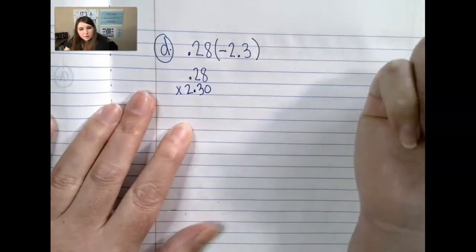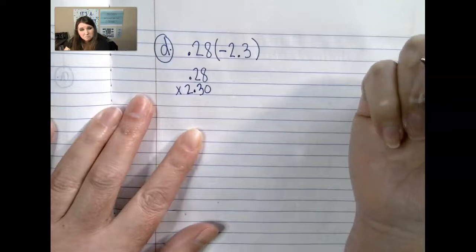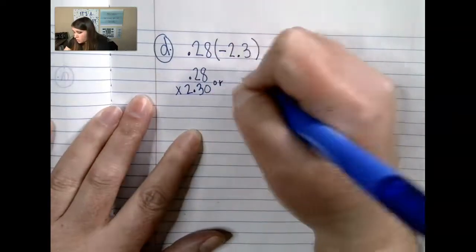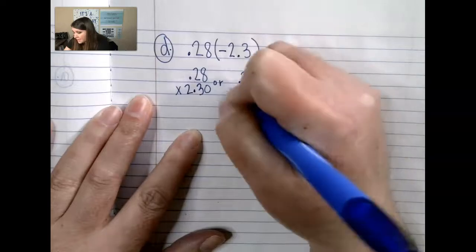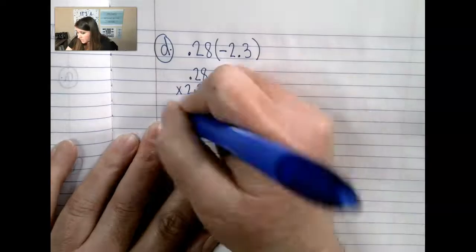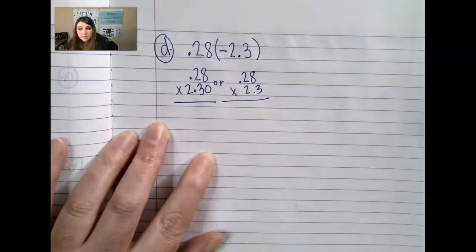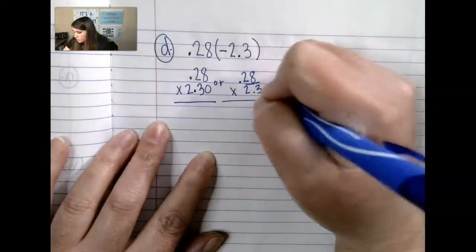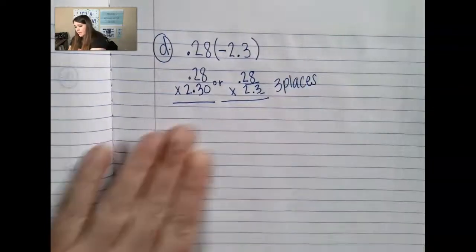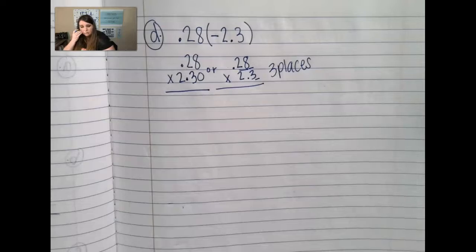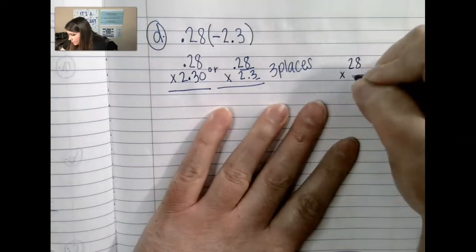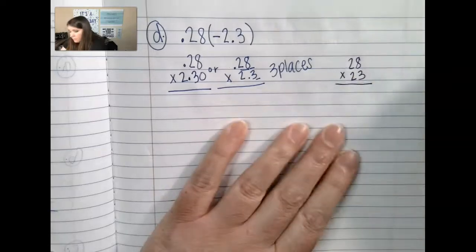This is really important: you can add in that 0 there if you want to, so it's in the same place value, or you could just write it as 0.28 times 2.3, because you're going to end up ignoring that decimal point here in a second. So we see 1, 2, 3, so 3 places. So now I'm going to multiply and then move that decimal point in 3 places. So I have 28 times 23 when I rewrite that.